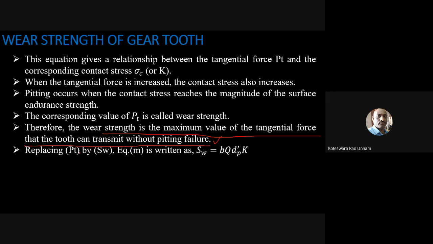Replacing PT by SW, you can write the expression for the wear strength of a gear tooth. SW is equal to B into Q into dP dash by dP dash into Q, into K. This is what we call Buckingham's wear strength equation, not the beam strength equation. That's why here W stands for wear, S for strength. In case of beam strength, we took SB, B for beam and S for strength. Here W is for wear.